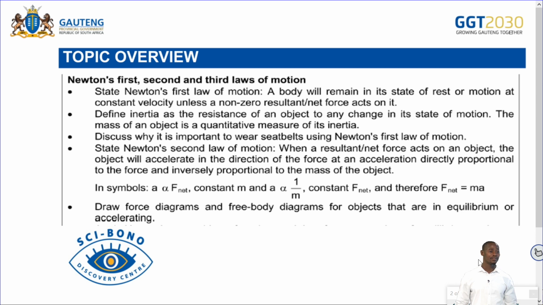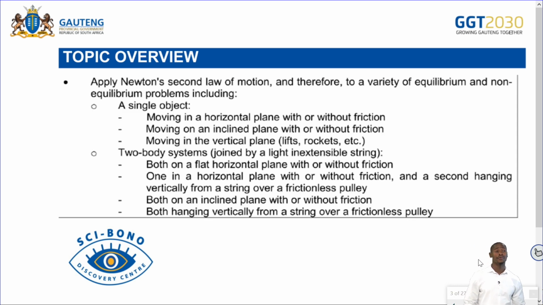Then in symbols, a is directly proportional to net force at constant mass, and a is inversely proportional to mass at constant net force, and therefore F net is equal to m a. Then also draw free body diagrams and force diagrams for objects that are in equilibrium and also for objects that are accelerating. So this is what we need to focus on when we are dealing with Newton's laws.